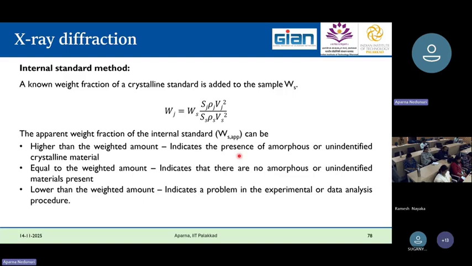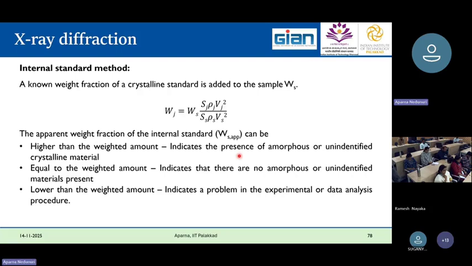Say if you are taking some 3 grams of your cement. To 3 grams of your cement, I am adding now around 0.3 grams of a crystalline material. The crystalline material that I am taking over here would be either anatase or corundum. Corundum is Al2O3, anatase is TiO2. So now when I'm submitting the sample for X-ray analysis, or when I'm performing XRD, I'll be giving a sample which is a mixture of 3 grams of your OPC plus 0.3 grams of your internal standard.